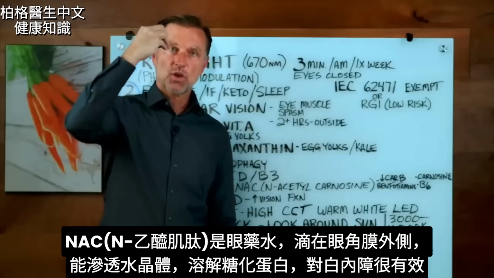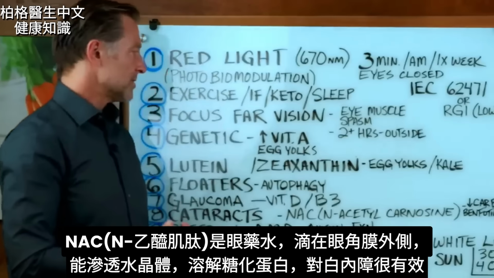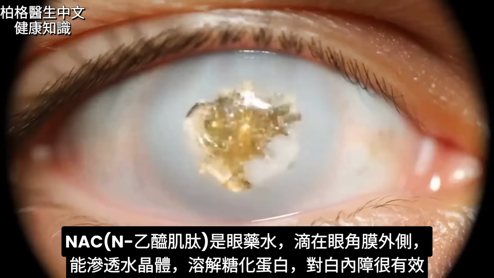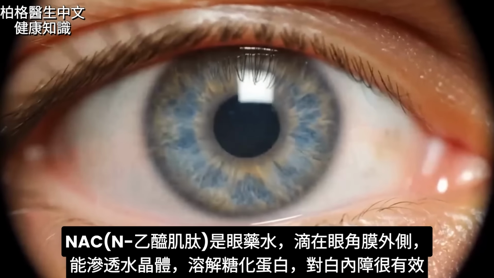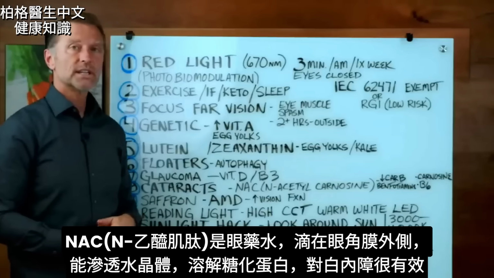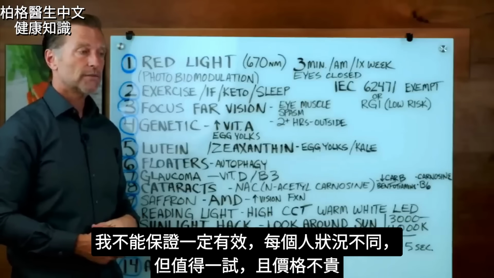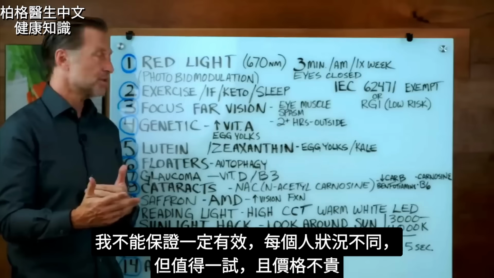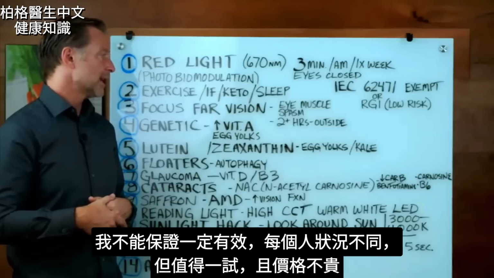It gets absorbed. It goes right into the lens, and it breaks up and dissolves those little glycated proteins. So it's super effective at reversing cataracts. I'm not going to guarantee it's going to work for you. I don't know what stage you're at, but it's worth a shot, especially since it's not that expensive.